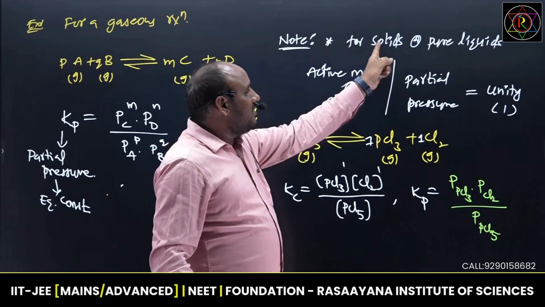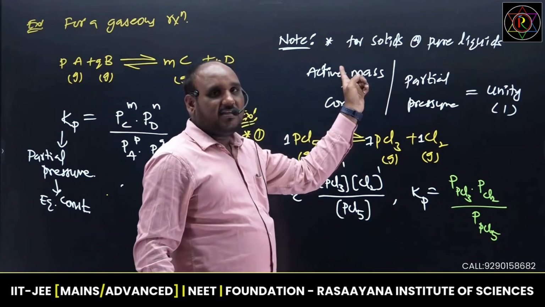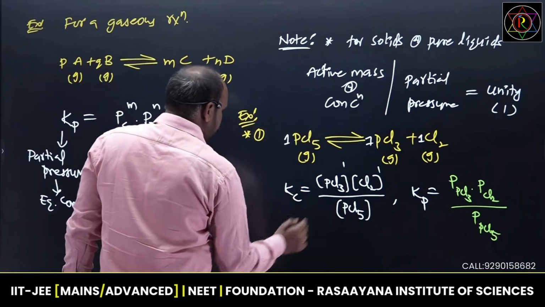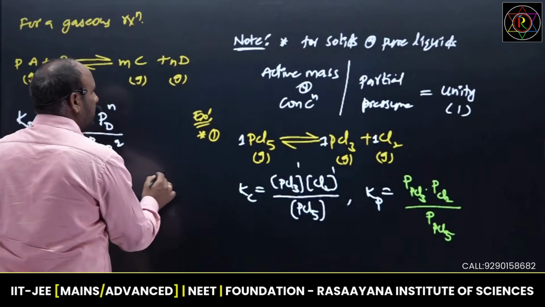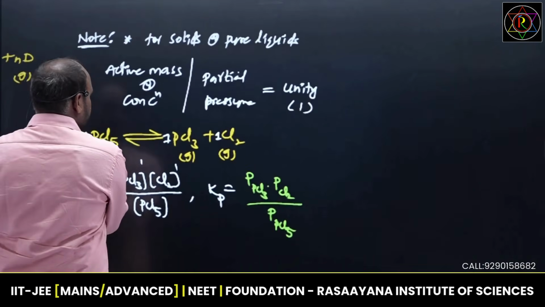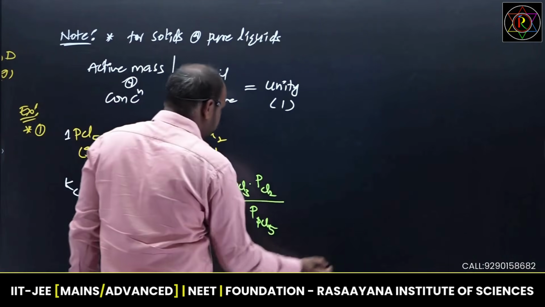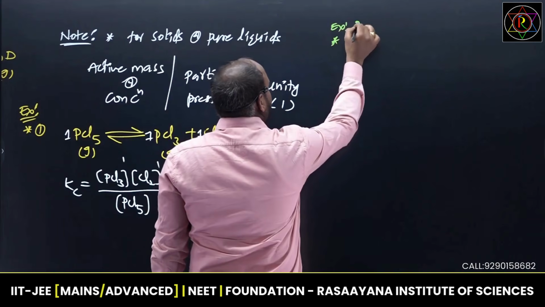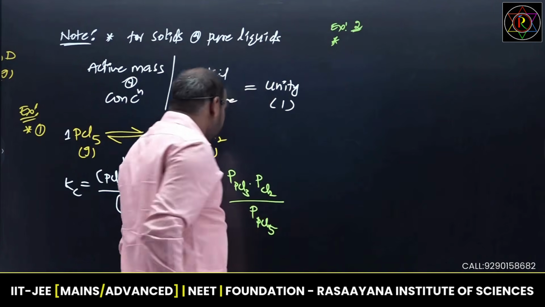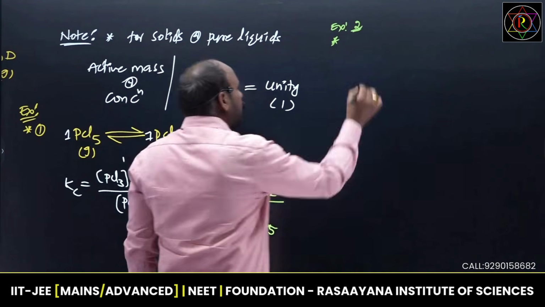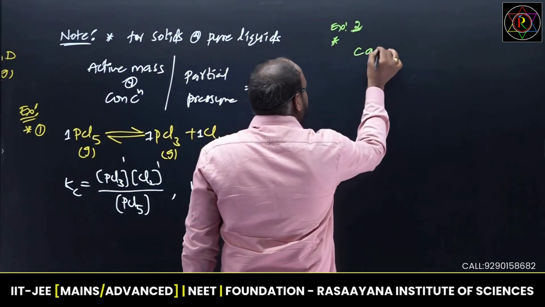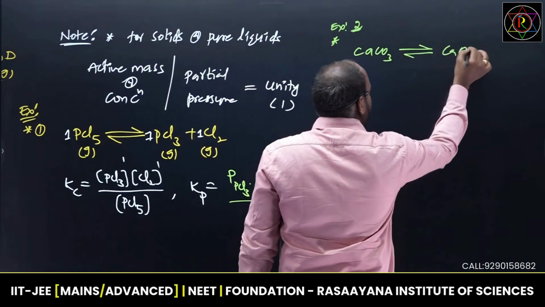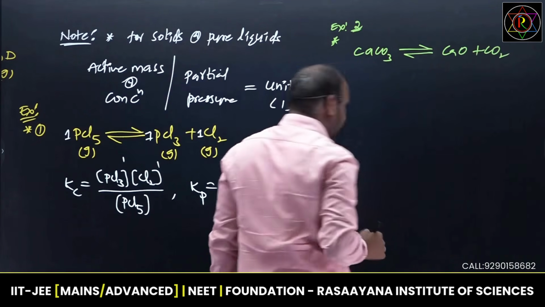But whenever solid substances and liquids are there, at that time how will we get the equilibrium constant? That will be expressed in terms of concentration as well as pressures. So that we'll see by considering one more example, example number 2. Here, the reaction is calcium carbonate in equilibrium with calcium oxide plus carbon dioxide, right?